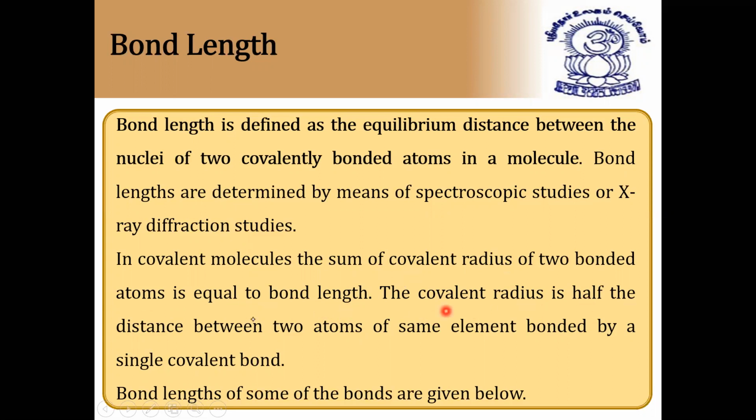The covalent radius is half the distance between the two atoms. How to calculate covalent radius? As we discussed in periodic classification, the covalent radius is half the distance between the two atoms of the same element bonded by a single covalent bond. So bond lengths of some of the bonds are given below.